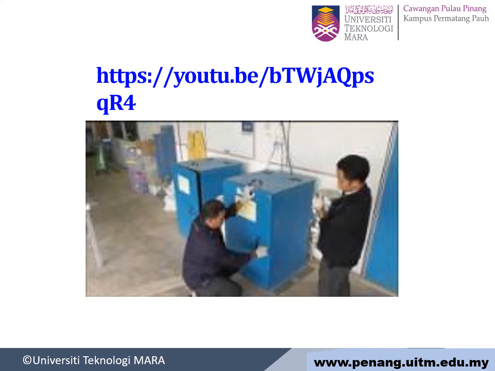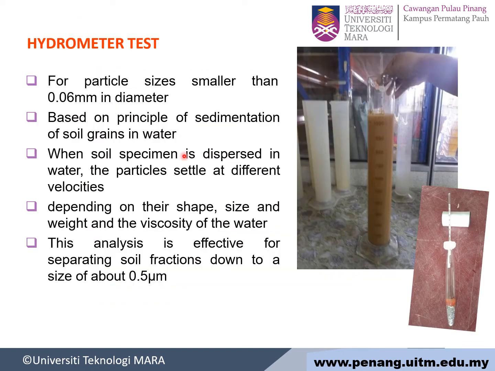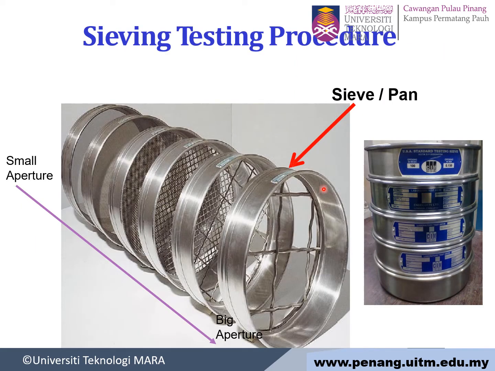Okay, you may refer to this YouTube video also. This one is a hydrometer test for particle sizes smaller than 0.06 mm in diameter, based on the principle of sedimentation of a soil grain in water. So you have to study and learn how to conduct the hydrometer test. Actually, this one is the sieving testing procedure and the sieving apparatus.